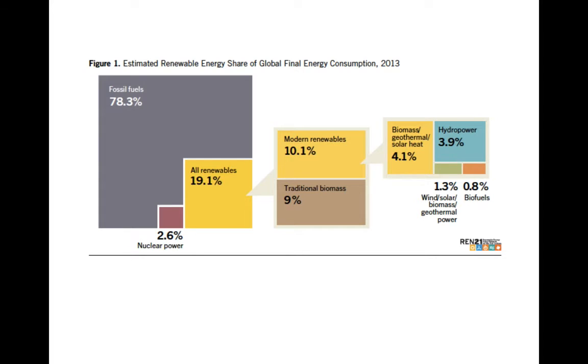Now, a growing percentage of this is what we will call modern renewables. So traditional biomass is still used, particularly in developing countries, either in the form of heat or cooking and other types of traditional uses. But these modern renewables include biomass being used for things like biofuels, and also geothermal, solar heat, hydropower, wind, and other forms of what we're calling here modern renewables.